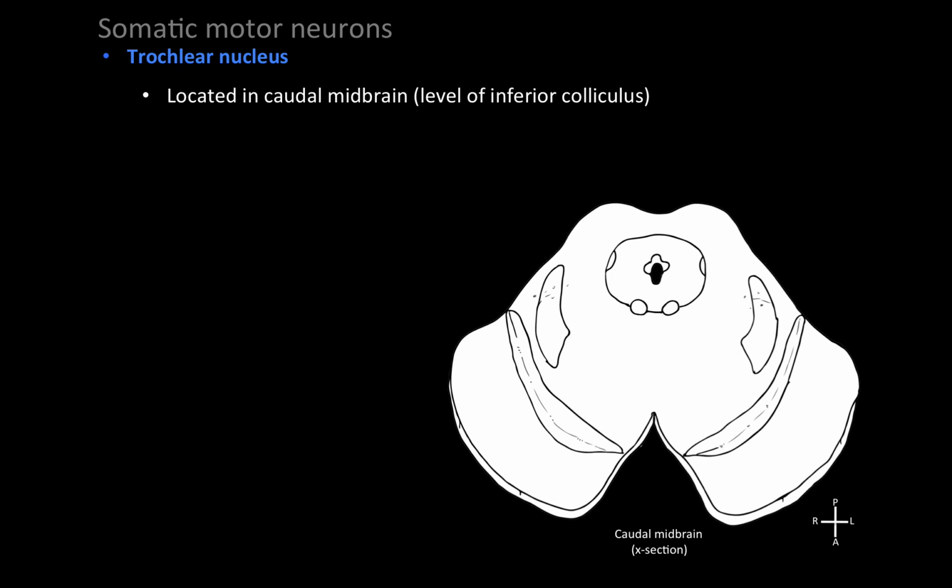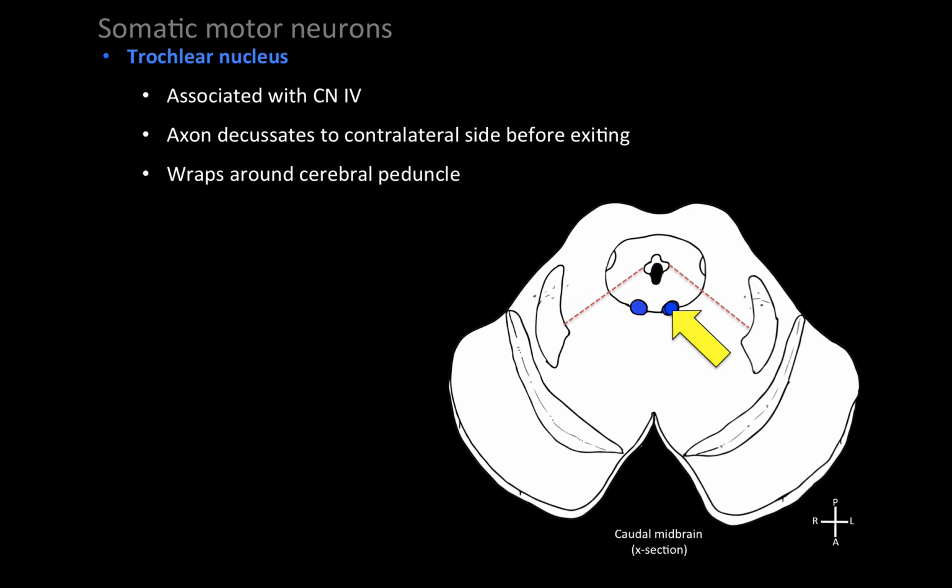Here we have the trochlear nucleus. It's located in the caudal midbrain at the level of the inferior colliculus. So we find our cerebral aqueduct, where the cerebrospinal fluid is. And then we find our sulcus limitans. We're going to be medial to that, right by the midline. There it is. That's our trochlear nucleus.